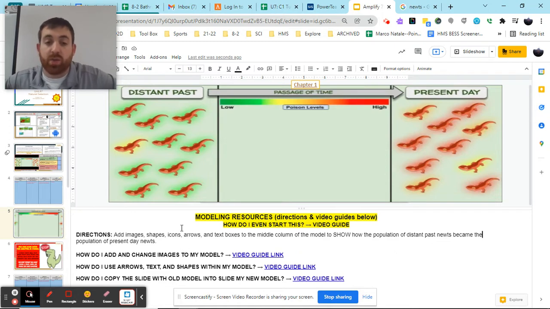When we look at this, there are a lot of things we should be observing within this model. Number one, we have three columns: the left column, the middle column, and the right column. The middle column is where we're going to be adding images, shapes, icons, arrows, and text boxes.